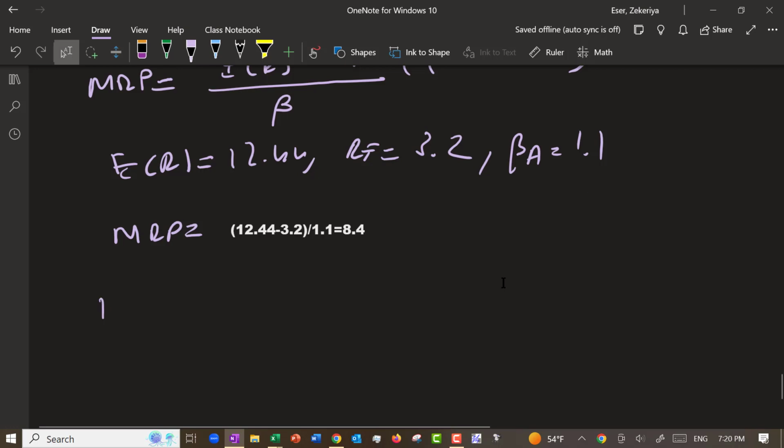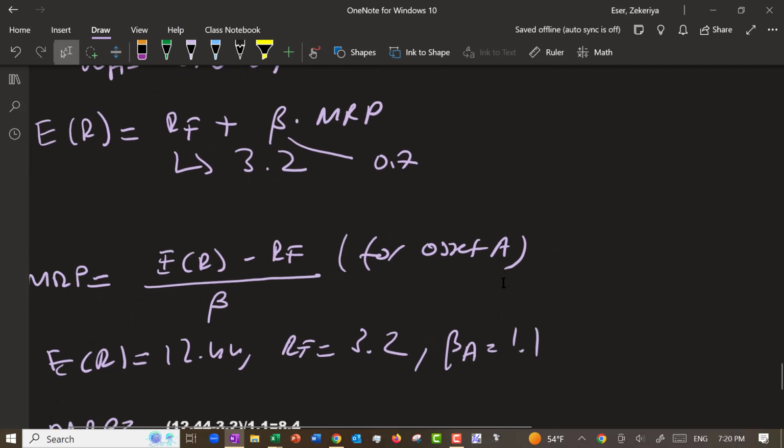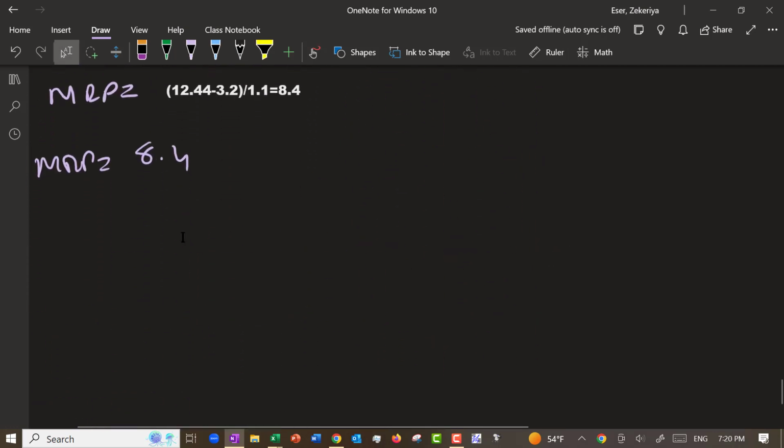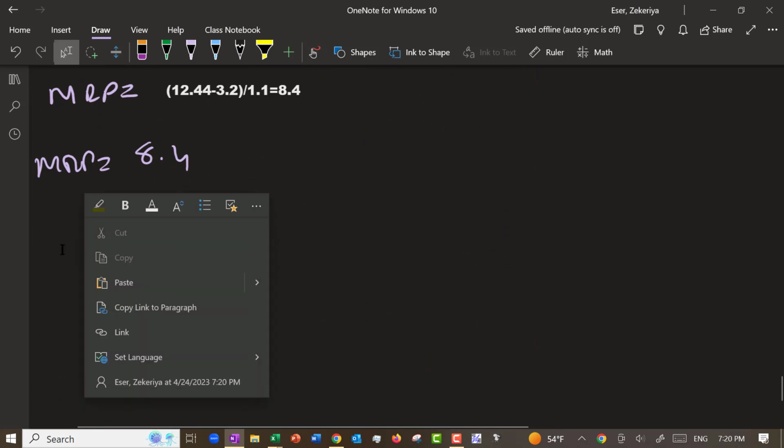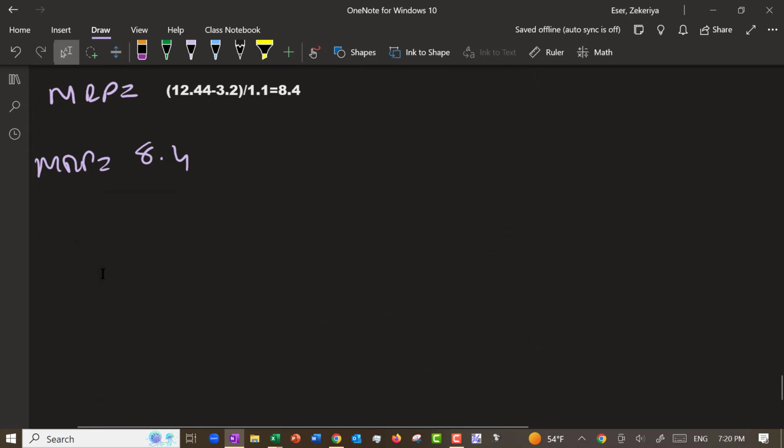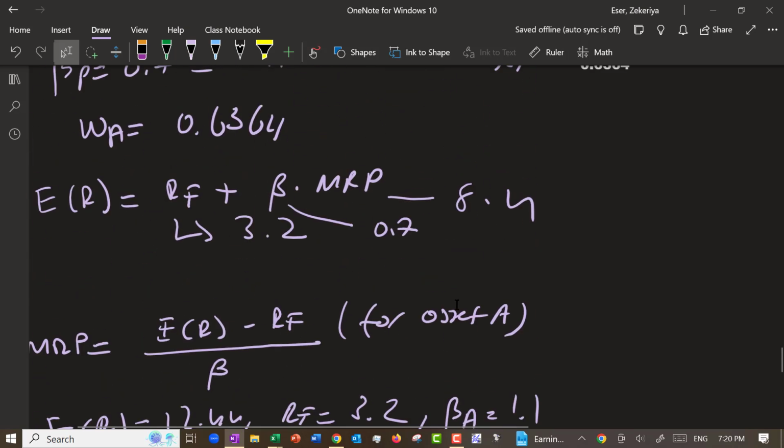Now market risk premium is 8.4. So in this equation, the whole thing is going to be 3.2 plus a beta of 0.7 times market risk premium, 908. We just figured out what we didn't know. And to figure that out, we use the securities market line.